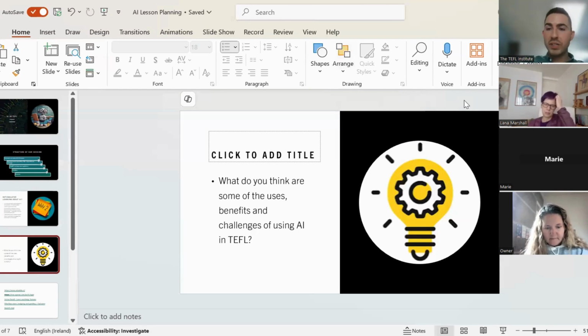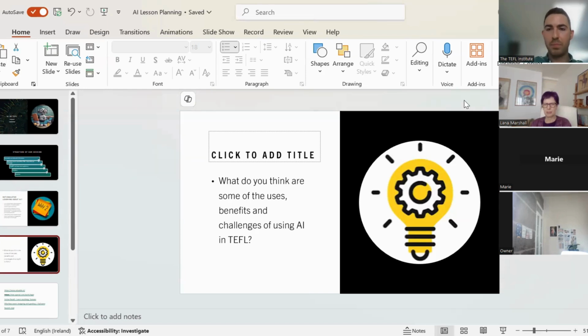Uses, how can we use it in our classrooms? How can we use it for lesson planning? Think about things like designing full lesson plans or having AI come up with ideas for starting a lesson or ending a lesson, or having AI generate resources for us, worksheets, tests, flashcards, and so on. How exactly can we use AI to help us become better lesson planners and to be more effective in our delivery of lessons? Then think of the benefits.